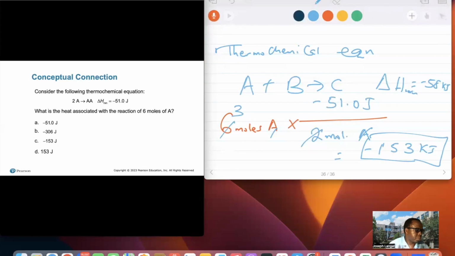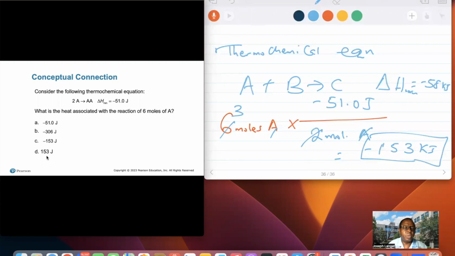All right, so we're gonna have that negative because it's exothermic. This is what I was saying earlier on. You have to be well-rounded with your numbers. Look at these two here.